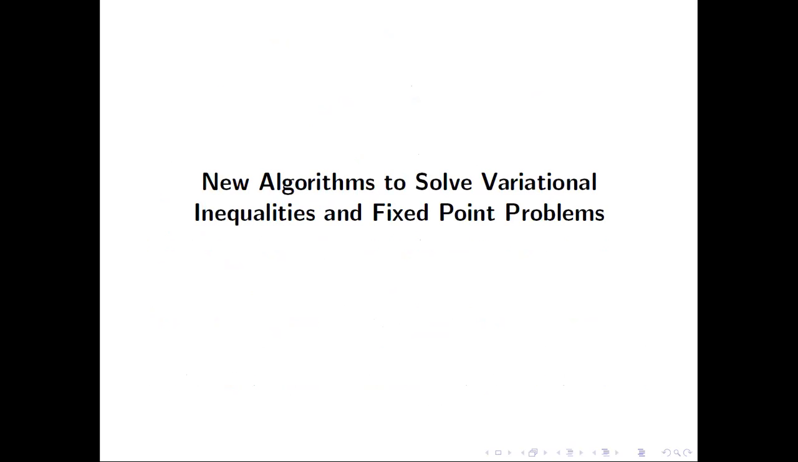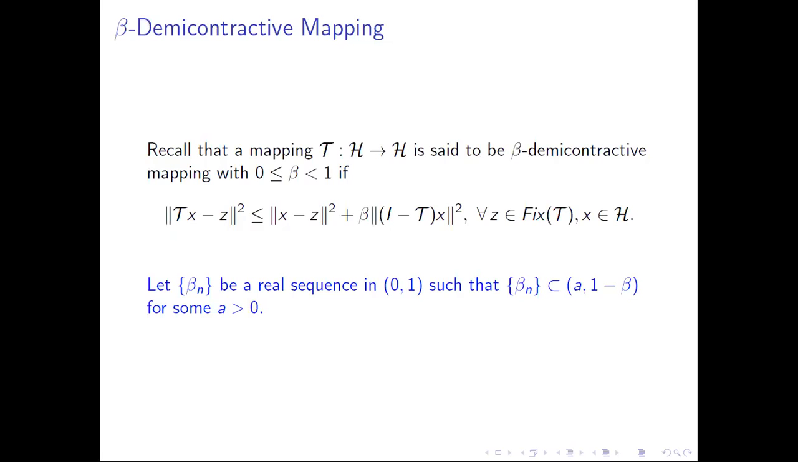Okay, a new algorithm to solve variational inequalities and fixed point problems. First, we define a demi-contractive mapping, which is defined like this. Secondly, we take beta and a sequence in (0, 1) such that this condition is satisfied for some a greater than 0, and this beta is a demi-contractive constant.